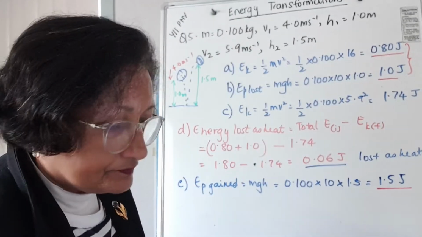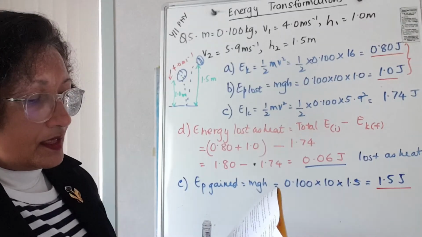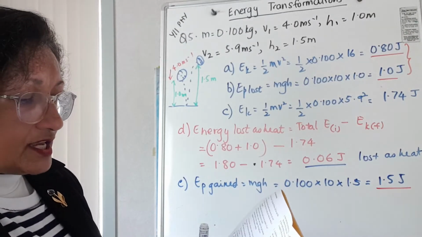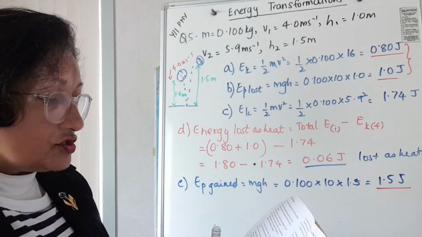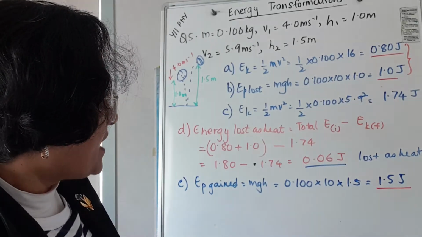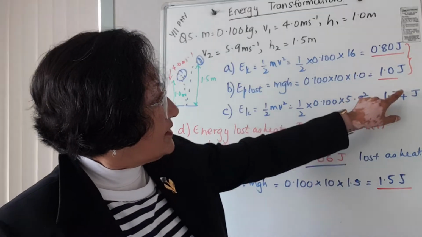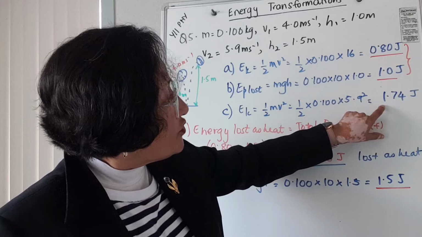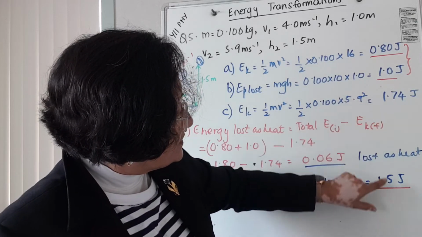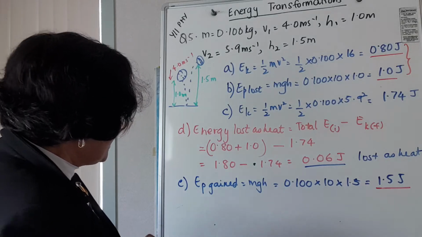Then, how much energy is lost as heat and sound during the time the ball is in contact with the ground and rising up in the air? So when it was in contact with the ground, it had 1.74 joules of energy, and when it rises up in the air, it's only got 1.5 joules of energy.